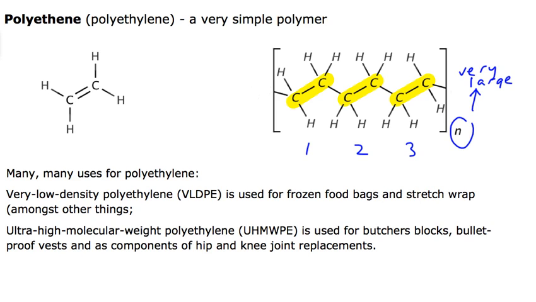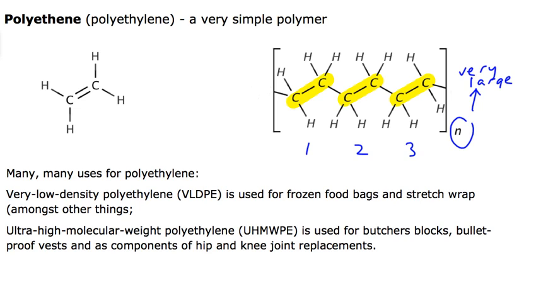Now there's a lot of uses for polyethylene, and it ranges from very low density polyethylene, VLDPE. And so you've all seen this: frozen food bags, stretch wrap, saran wrap, that sort of thing. Pretty pliable, pretty soft. It's reasonably strong, but you can poke your finger through it. So it's low density, and not a super strong polymer.